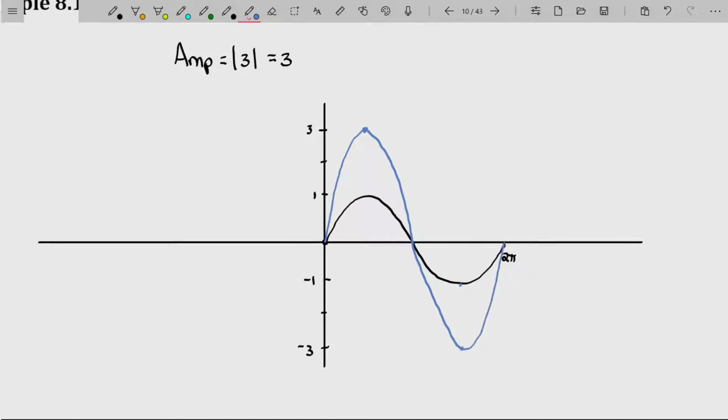The y values that were at 0 stay at 0 because 0 times 3 is still 0. That's just trying to make it pretty. But the blue is the y equals 3 sine of x. The black curve is the sine of x, and it's not needed, so we can erase it.